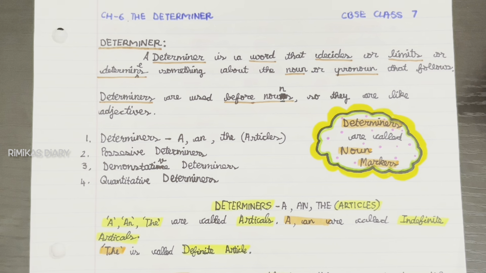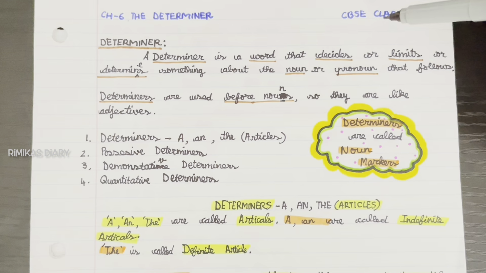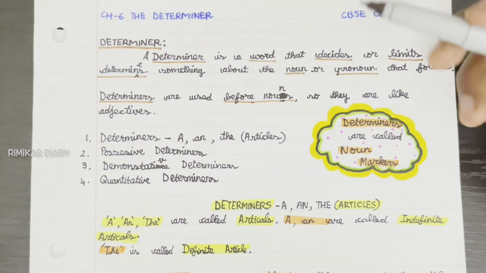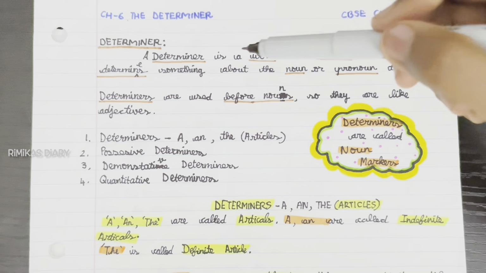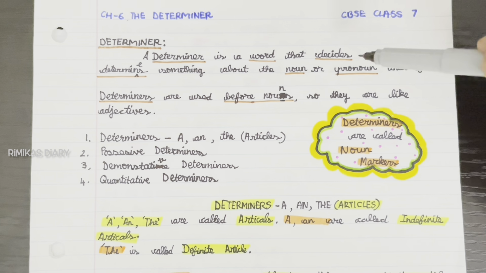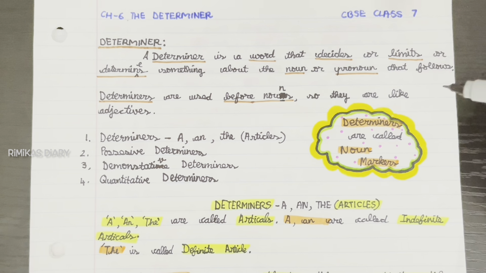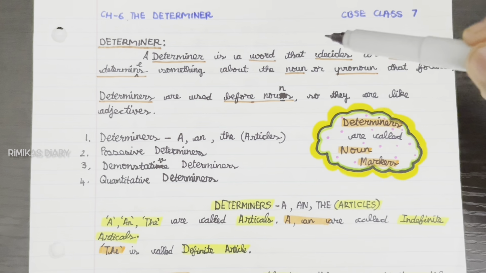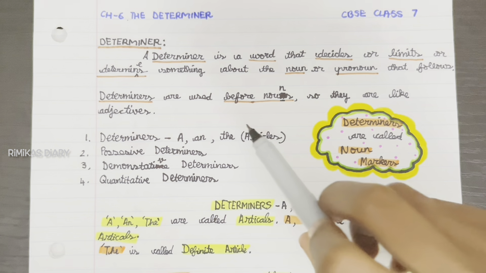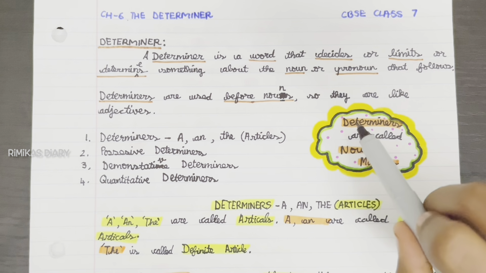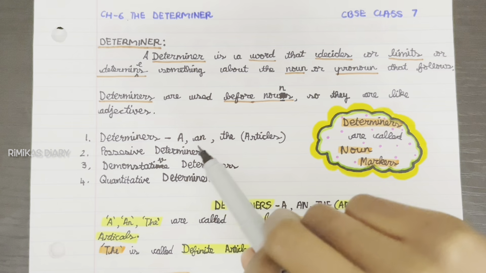Today we're going to be seeing some grammar in CBSE Class 7, Chapter 6, the determiner. So let's get into the video. Determiner. A determiner is a word that decides or limits or determines something about the noun or pronoun that follows. Determiners are used before nouns, so they are like adjectives.